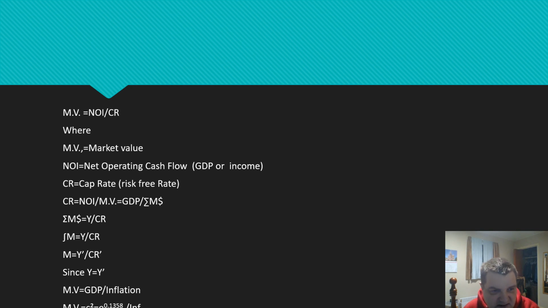So the capitalization rate is equal to net operating income divided by market value, which is equal to the gross domestic product divided by the sum of the money. The sum of the money is equal to y over CR, capitalization rate. Take the integral, we have money is equal to y prime over the capitalization rate. And we have that y equals y prime, so the market value is equal to GDP divided by inflation.